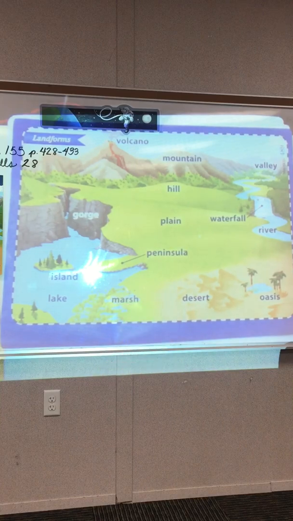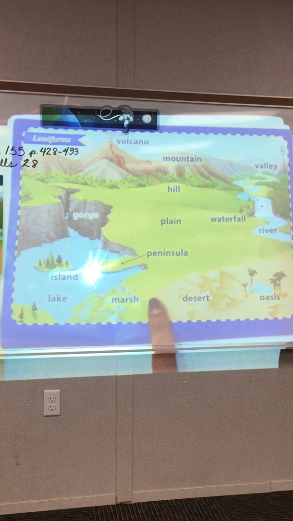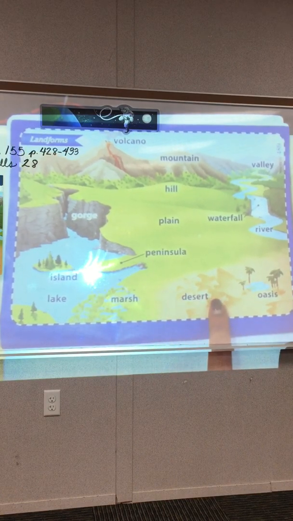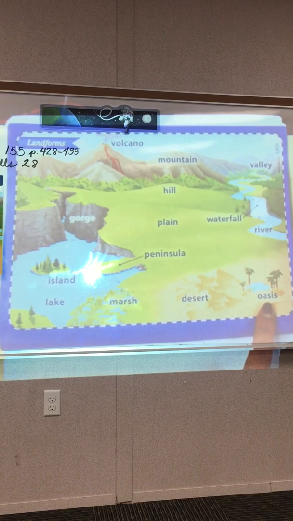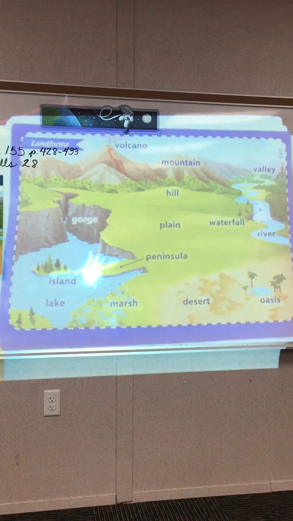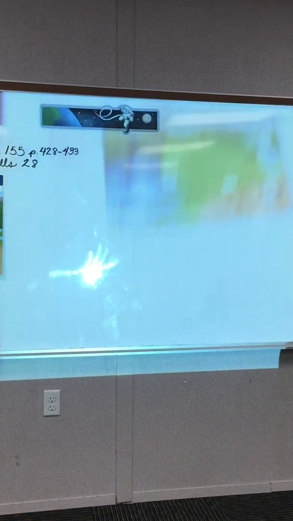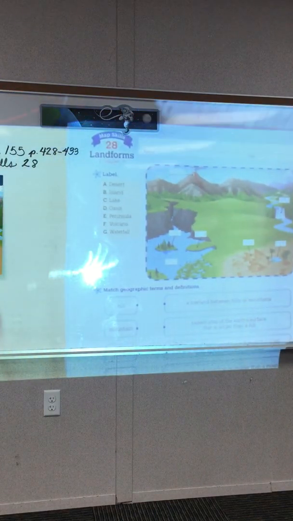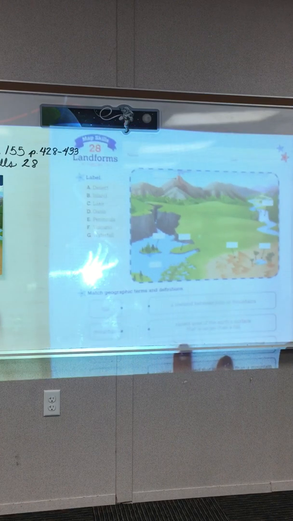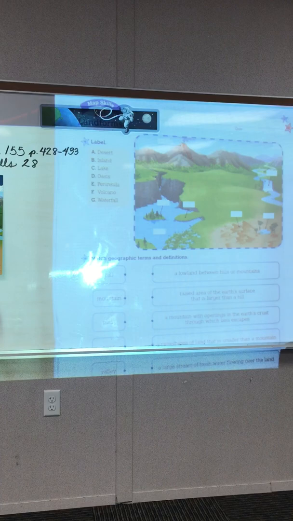Marsh, low waters. Our Everglades is a marsh. Desert, very limited rain. An oasis, it's where you can find water in the desert. So those are your landforms. On to your page. It's your page, and we're going to identify the different parts.